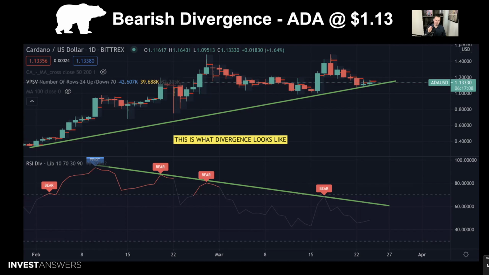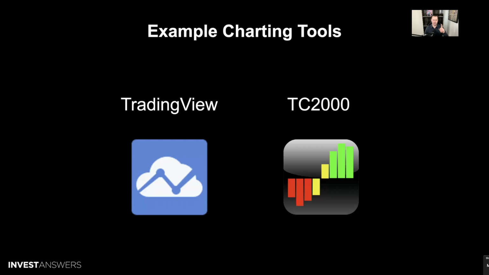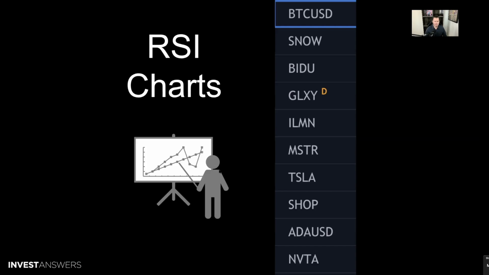Now, remember, as I said before, you can't rely on RSI charts in isolation, but they are a very good indicator as you go forward. Now, remember, charting tools, you got TradingView and you got TC2000. We're going to go through some TradingView charts live today. Others that may prefer Telechart 2000 can use that as well. And the assets and stocks we're going to look at: Bitcoin, Snowflake, Baidu, Galaxy Digital, Illumina, Microstrategy, Tesla, Shopify, Cardano, and Invitae.